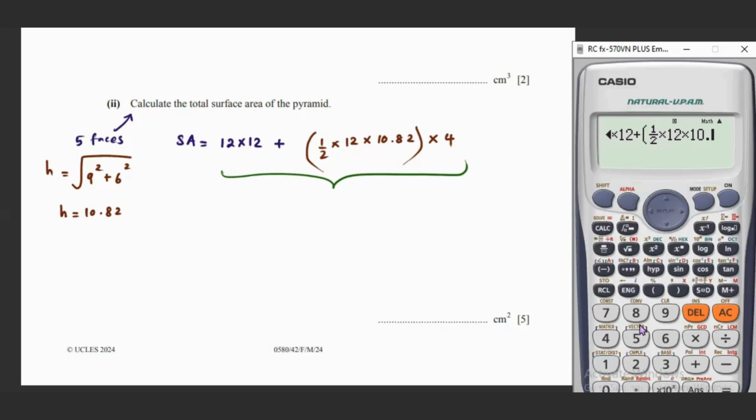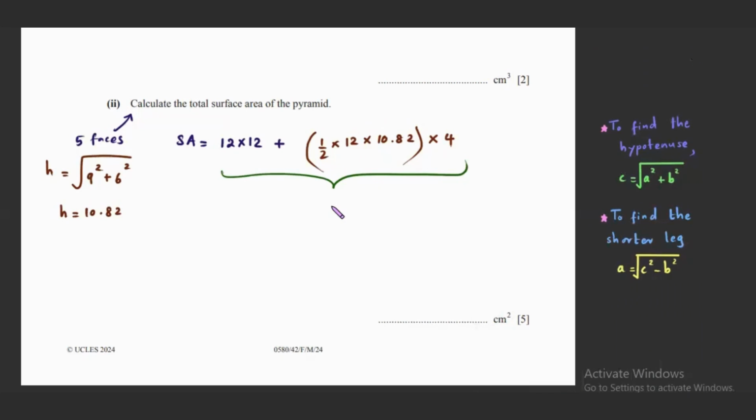I can also simplify and put it as 4, or directly put everything into the calculator itself. So I'm going to put this 10.82, and then I need to times it by this 4. So when I do this, I end up getting 403.68. So 403.68 square centimeters will be the surface area of this pyramid. Let's move on to question B.